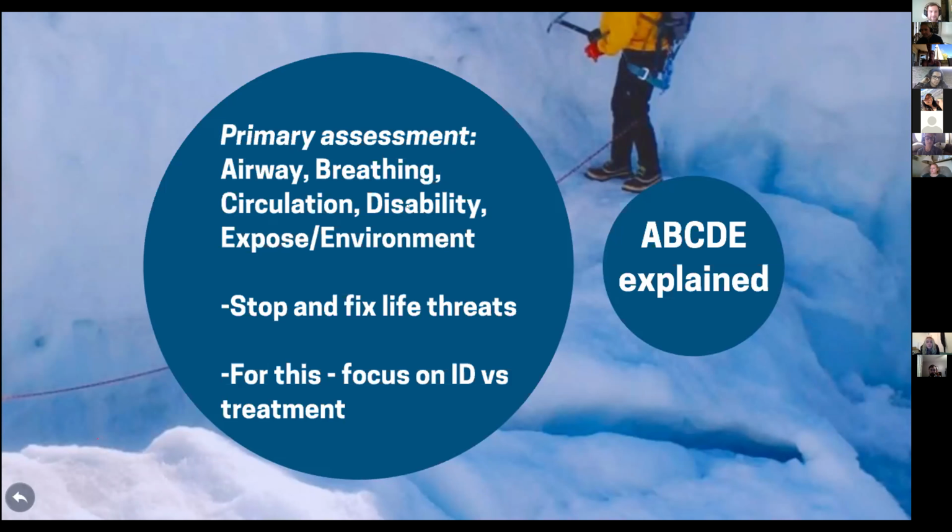So when we talk about disability, we're talking about any sort of possible spinal injury, because injury to your spinal cord, which is the nervous tissue, which is protected by your vertebral column. If there's any sort of major injury to that, it can cause disability, which is where the disability came from. And then finally, we have the expose and environment.